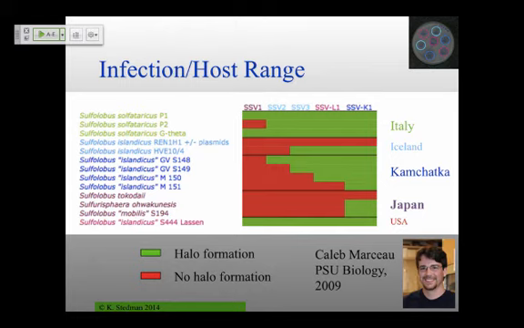Another nice example is these two isolates from Iceland, SSV2 and SSV3, which infect some Icelandic ones but not other Icelandic ones, and different Kamchatka ones, etc. So there's still a lot to do to try and figure out what's going on here. But we have a genetic system, so we can actually start to do some of these experiments. And in fact, that's what some of the people in my lab are doing right now.